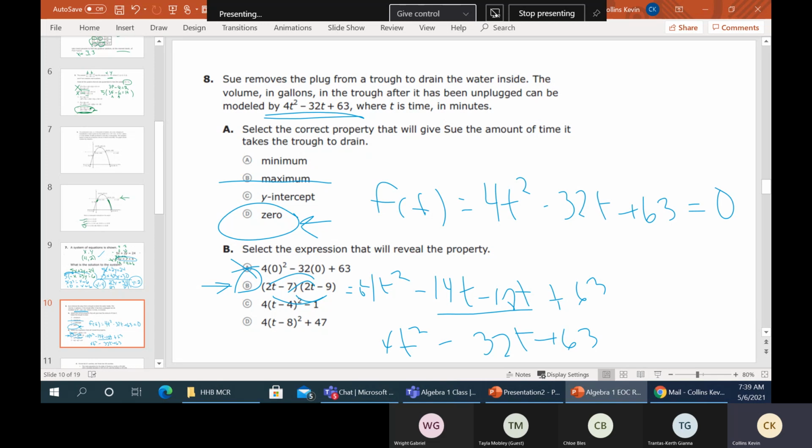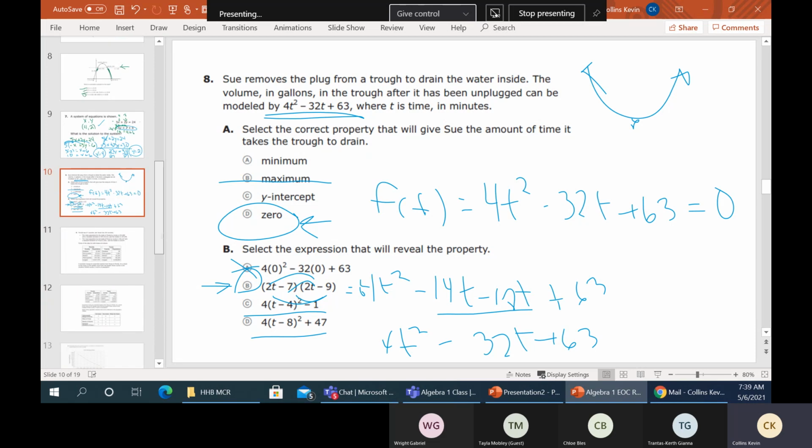Because these other two, this one and this one, are both vertex form. Now the problem with vertex form is that the vertex form is here. So we're going to stick with B. Okay? All right, let's go ahead and move on.